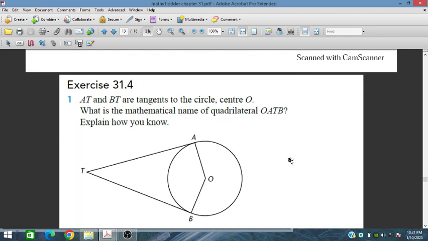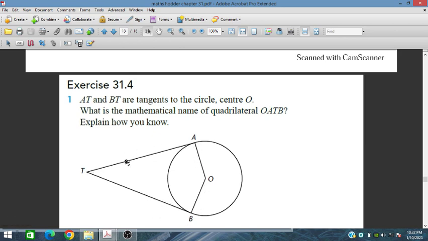Now we are going to solve exercise 31.4, and in this session we have AT and BT are tangents to the circle center O. What is the mathematical name of the quadrilateral OATB? So we have to name it.